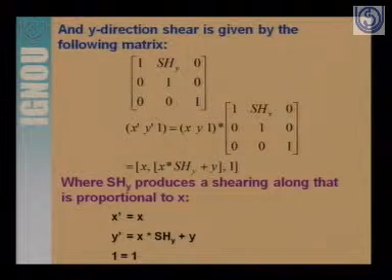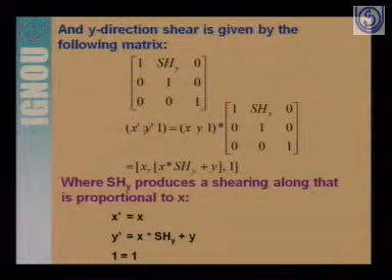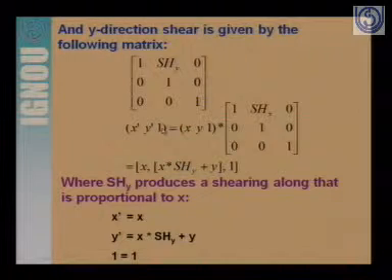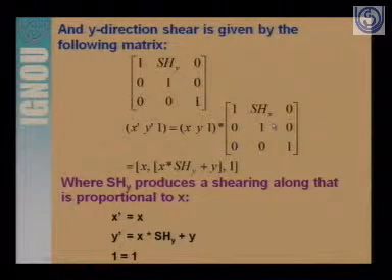And y direction shear is given by the following matrix. So in this case, the transformation matrix for the y direction shear will be [1 SHY 0; 0 1 0; 0 0 1]. And finally, we get the expression for the final coordinates of any object under shear, that is x dashed, y dashed, 1 is equal to x, y, 1 multiplied by the transformation matrix of the shear, that is [1 SHY 0; 0 1 0; 0 0 1].